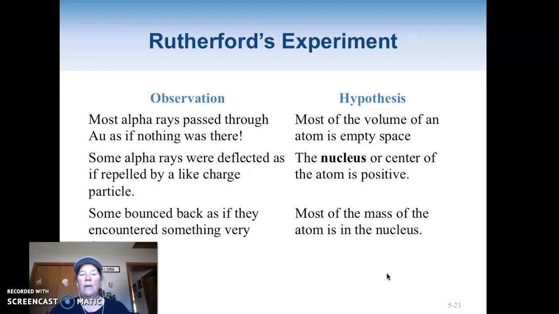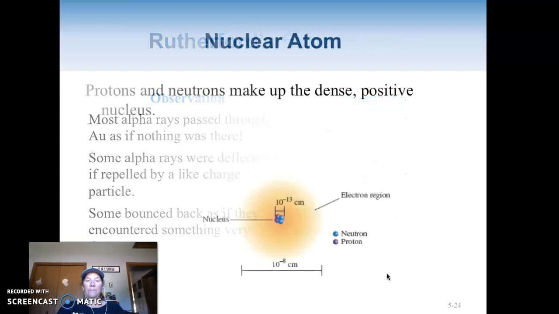So he also came up with the idea that most of the mass of an atom is in the nucleus, which makes sense because that's where the protons and neutrons are. Those are the only things we use when we determine the mass of an atom. So now this throws away the plum pudding model. What we've got now is a dense middle with a cloud on the outside.